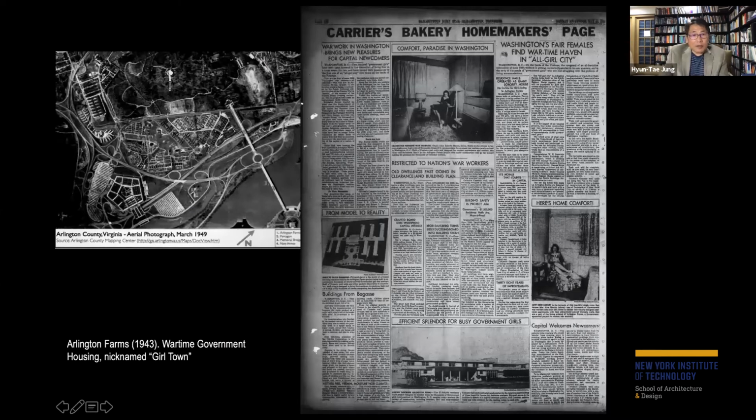And at the same time, Celotex Corporation, Pierce Foundation, and SOM worked on another project in Arlington Farms. It's right next to the Pentagon. You can see the Pentagon here. The Pentagon was built in 1943, and this housing project was also done. There were female workers for the military and the Pentagon. They called it a girl town. They housed about 7,500 female federal workers.